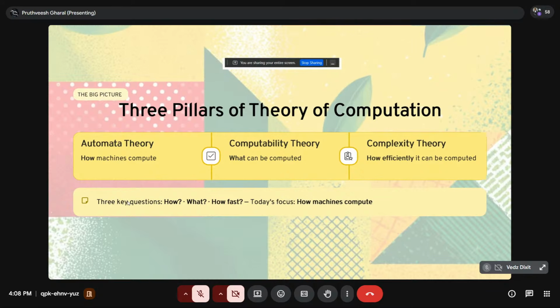Last is complexity theory. So, can anybody tell me what is big O timing? We have studied it in a previous semester. Can anybody answer what is big O timing?